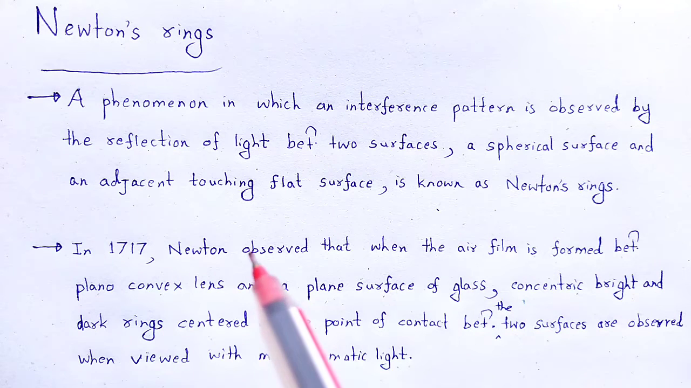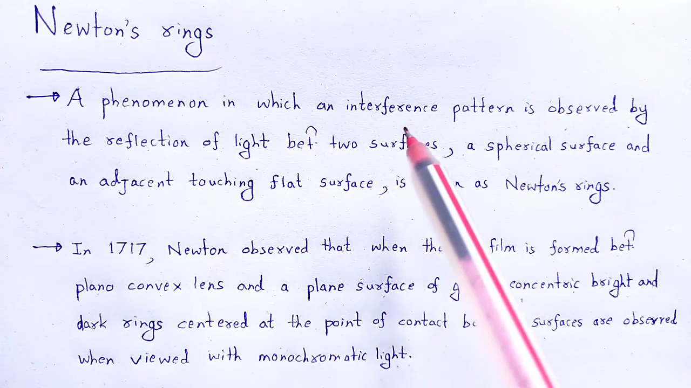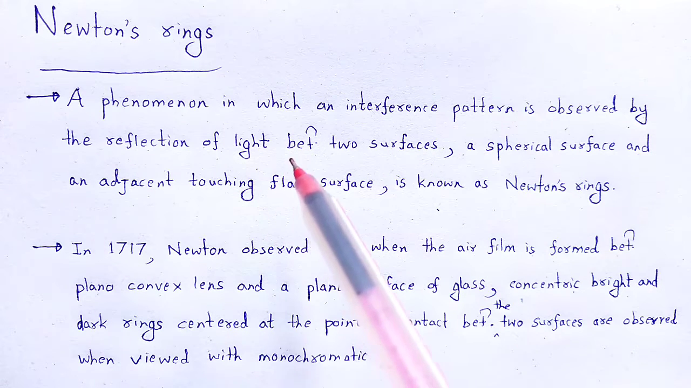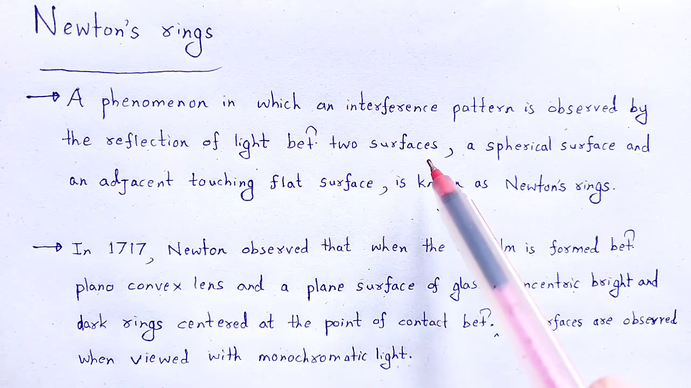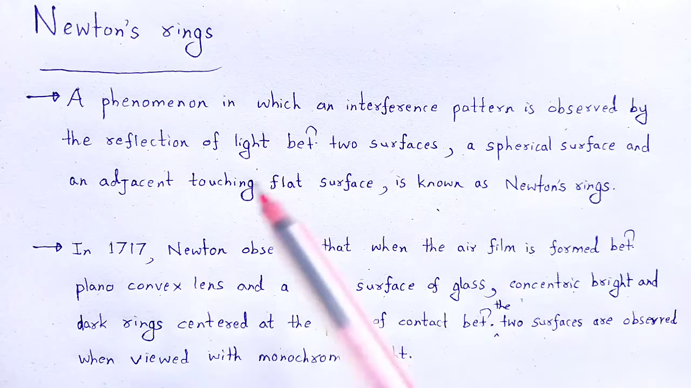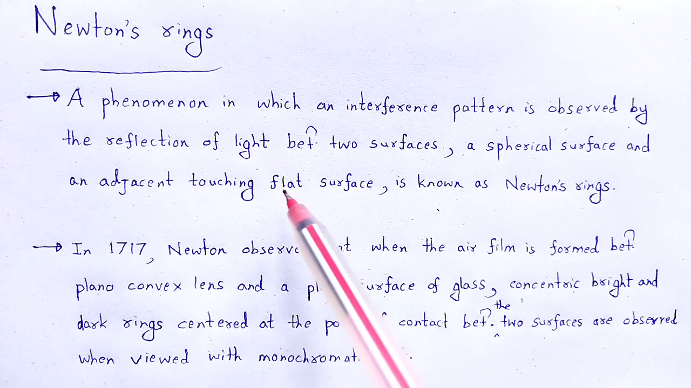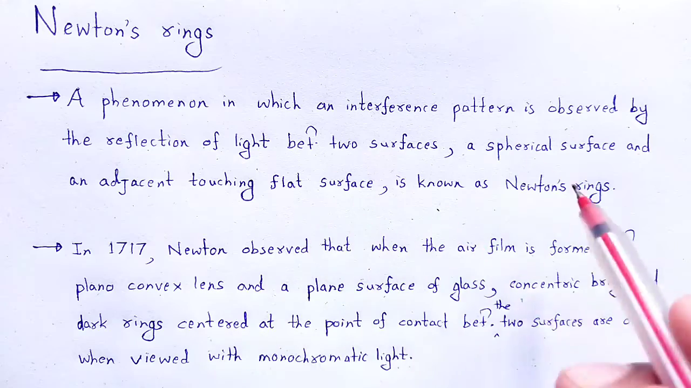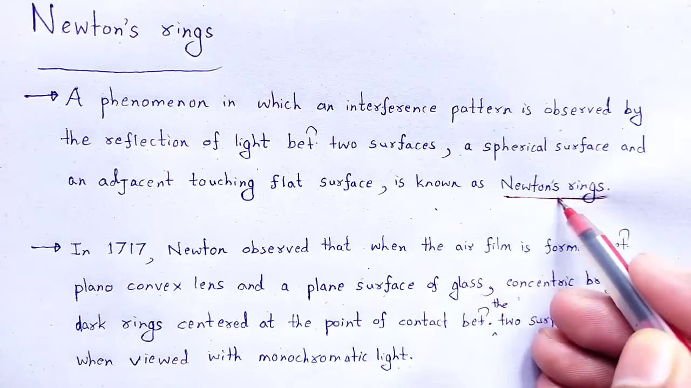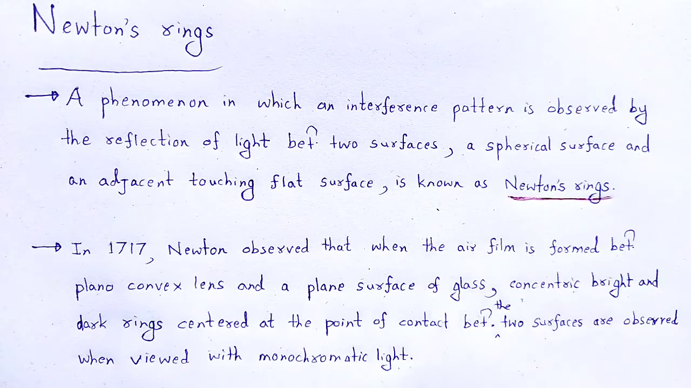What is Newton's ring? It is a phenomenon in which an interference pattern is observed by the reflection of light between two surfaces. One is a spherical surface and the other is a flat surface that is touched by it. This is known as Newton's ring. This interference pattern is observed due to the division of amplitude.